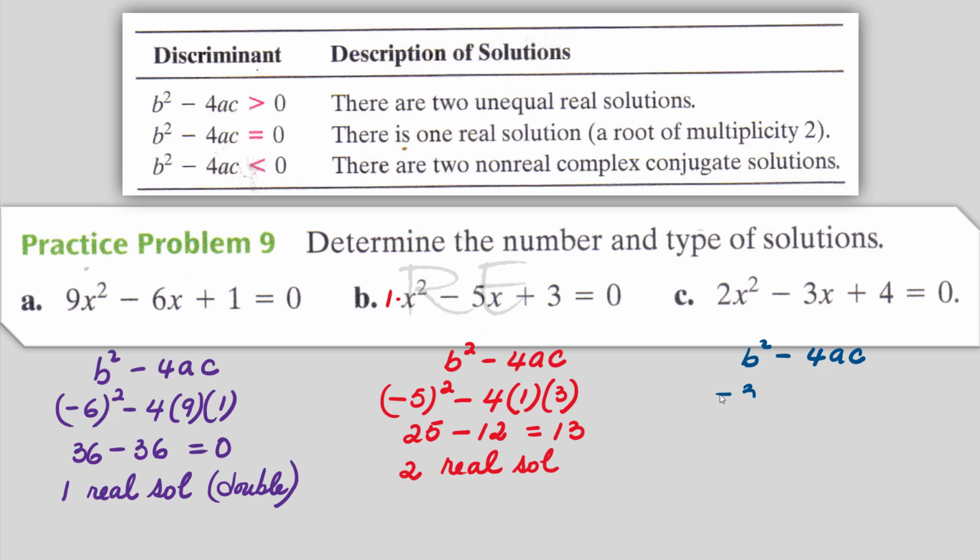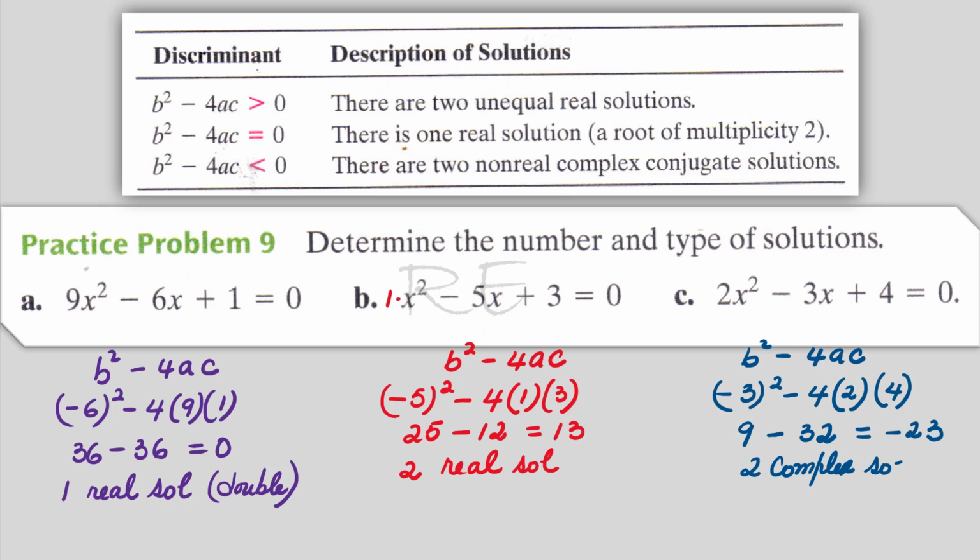b squared minus 4ac. Negative 3 squared minus 4 times 2 times 4. Negative 3 squared is positive 9. 4 times 2, 8 times 4, 32. 9 minus 32 is negative 23. b squared minus 4ac is negative. Two complex conjugate solutions.